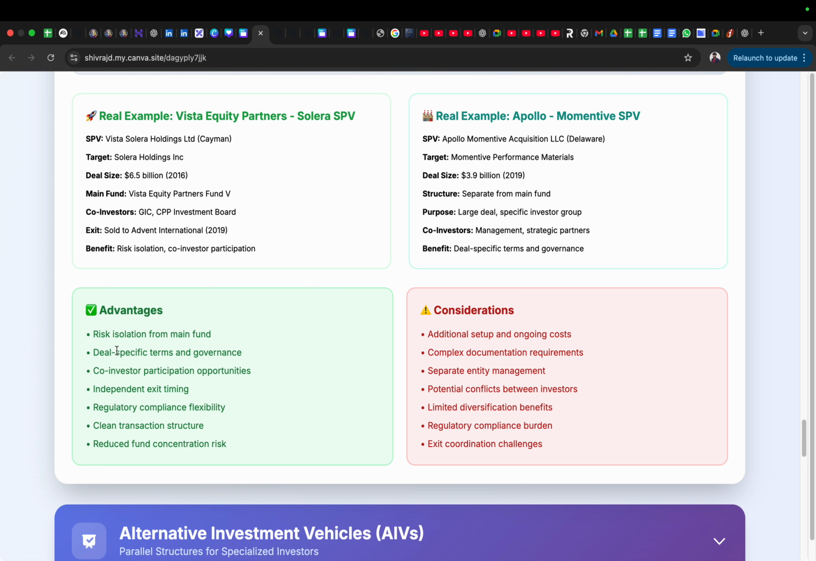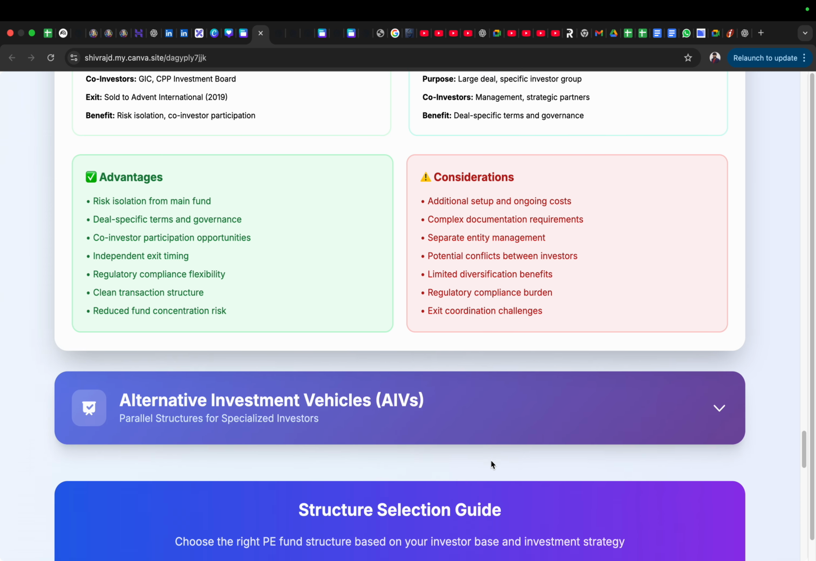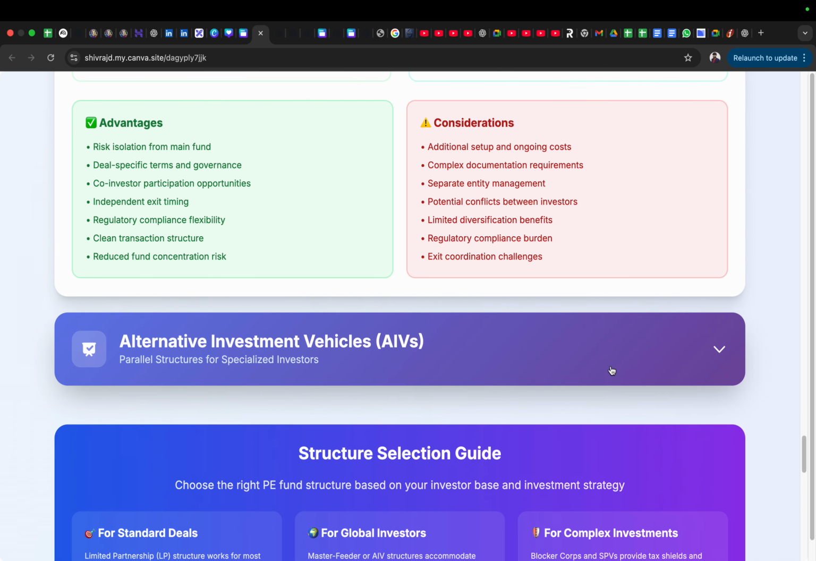If you talk about advantages: risk isolation from the main fund, deal-specific terms and governance, co-investor participation opportunities, independent exit timing, regulatory compliance flexibility, clean transaction structures, reduced fund concentrations. And if we talk about considerations: additional setup and ongoing cost, complex documentation requirements, separate entity management, potential conflicts between investors, limited diversification benefits, regulatory compliance burden, and exit coordination challenges. This was all about SPVs.